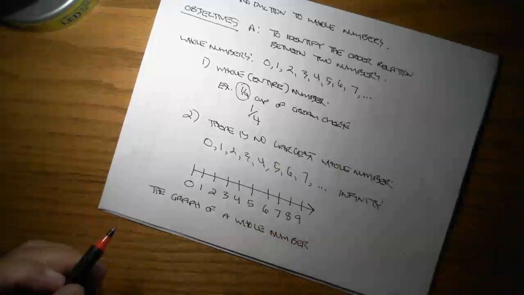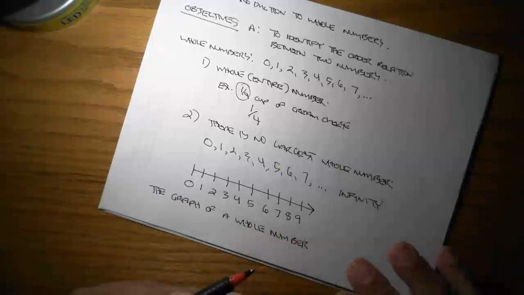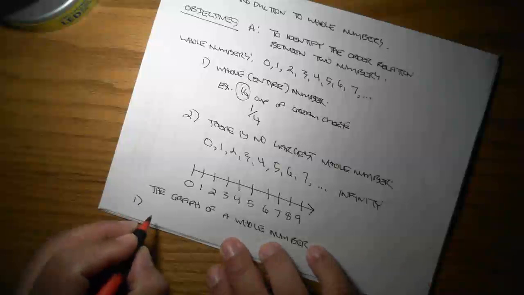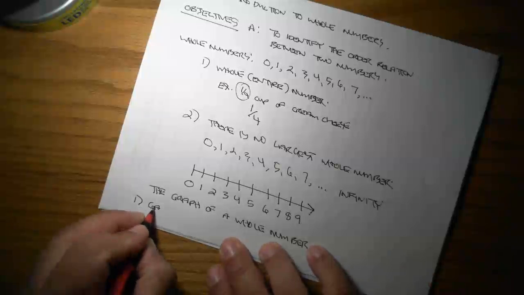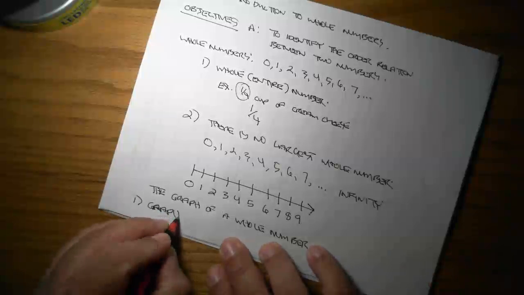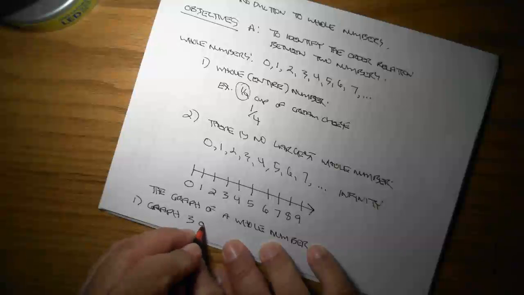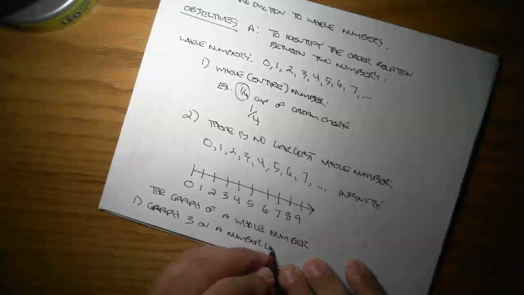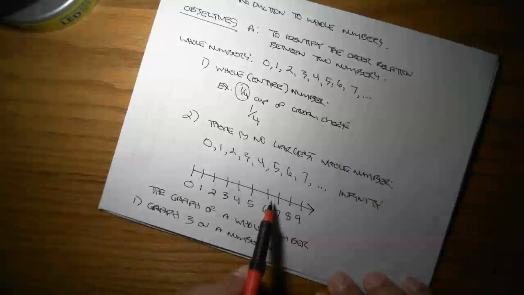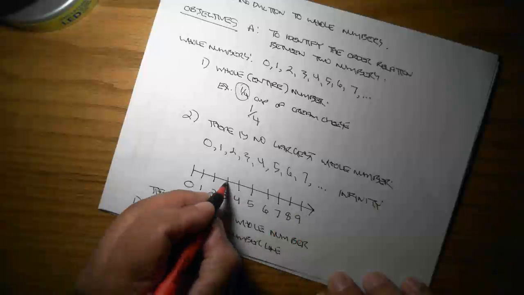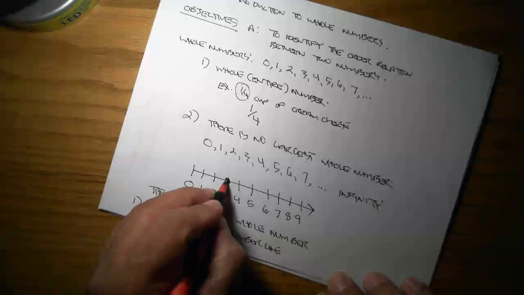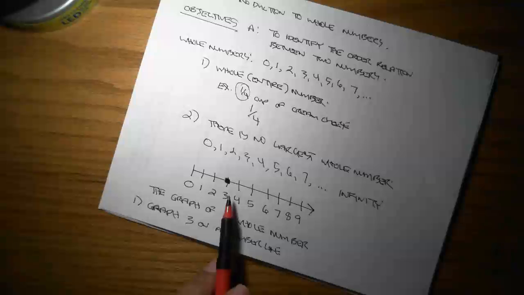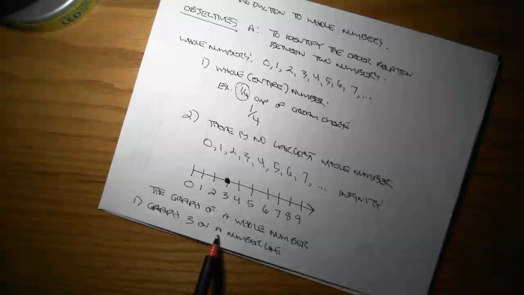So to graph a whole number, I would use a number line, and I would need to know what that number is. So say for an example, if I received the directions to graph 3 on a number line, I would have a number line, and I would place a big dot over the number 3. That would be the solution to graphing 3 on a number line.